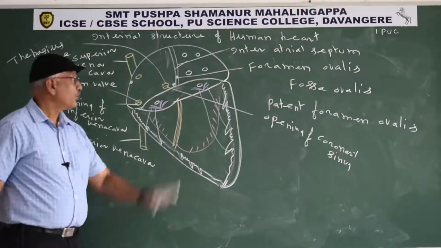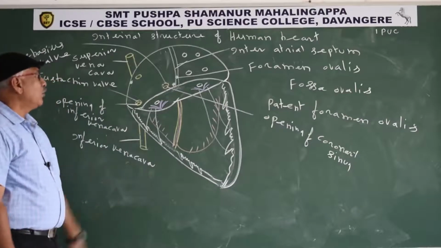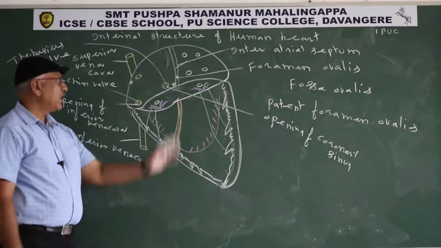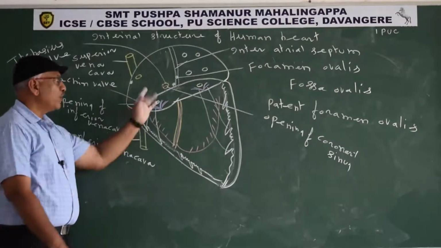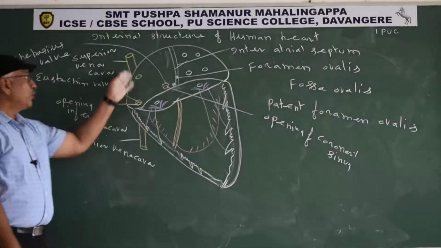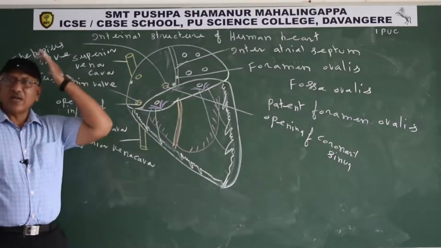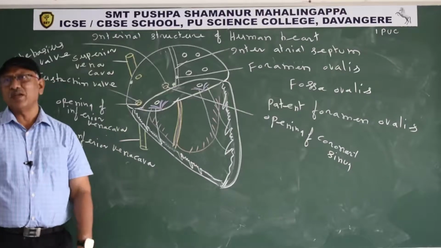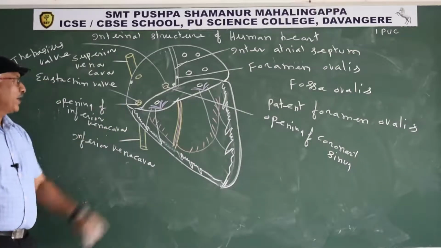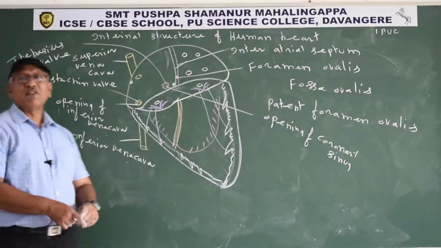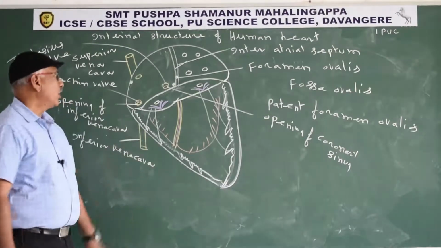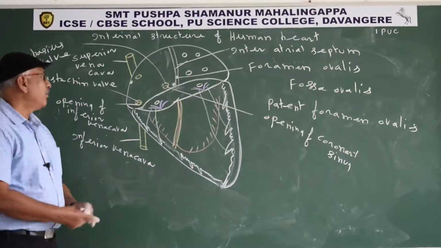Once again, the right atrium contains three openings: the opening of the superior vena cava, the opening of the inferior vena cava, and the opening of the coronary sinus. The superior vena cava collects blood from the head, thorax and hands and pours the deoxygenated blood into the right atrium. The inferior vena cava collects blood from the legs and abdomen and pours the blood into the right atrium.